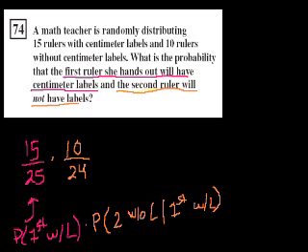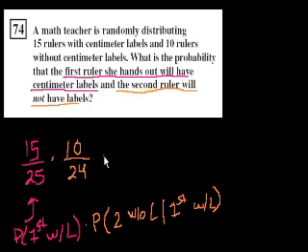If you wanted to ask a similar question, what is the probability that the first two that I hand out have labels? It would be 15 over 25 times 14 over 24. But here, since we're assuming both of these things happen, we have one less ruler, but I haven't reduced the number of rulers without labels.